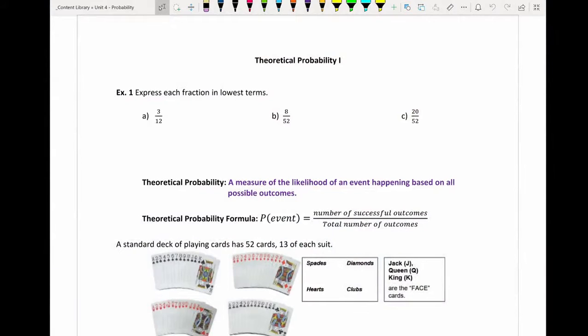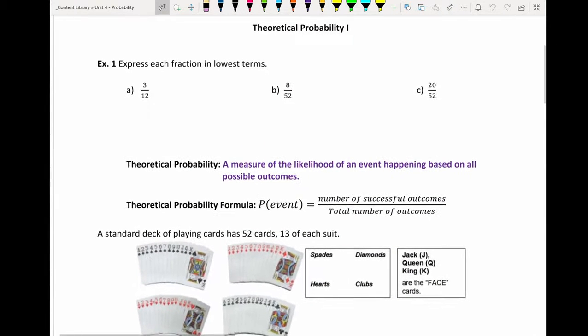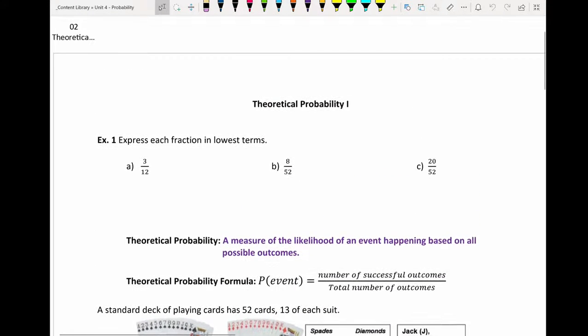In today's note, we are going to stick with the theme of probability, but look at theoretical probability. So the first thing we want to do is just go through and express each fraction in lowest terms. Again, just get comfortable with fractions, as probability deals heavily with that.